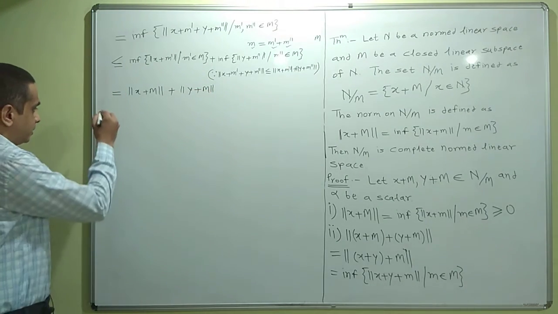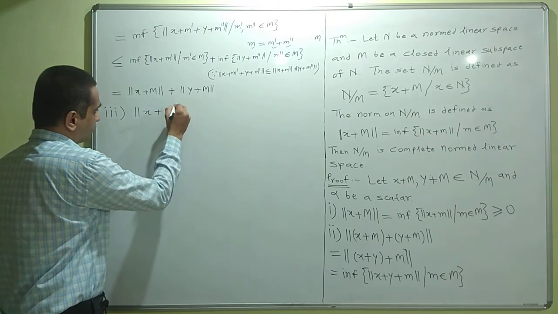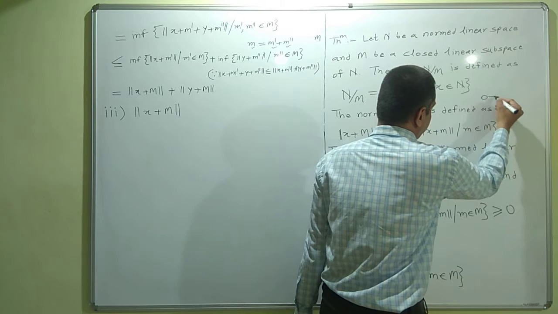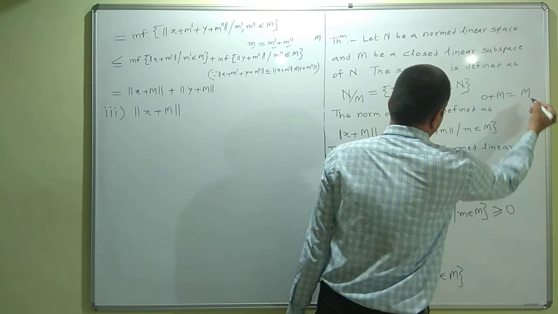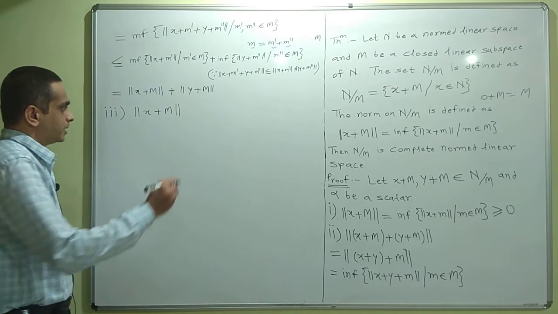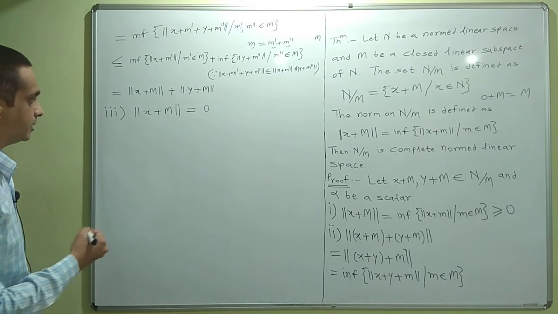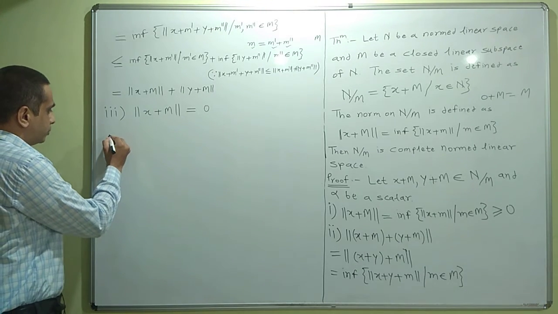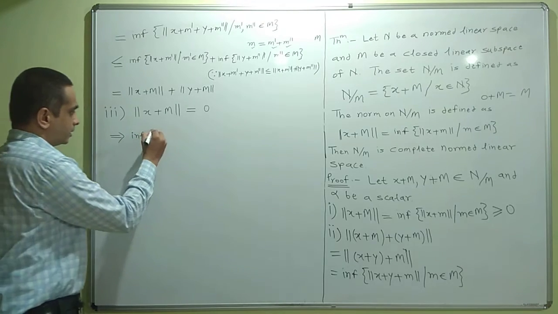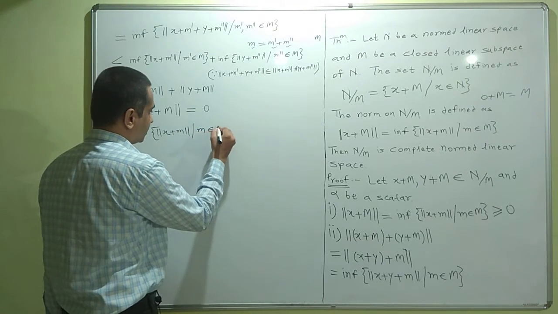The third property which we will prove is that norm of x plus m is equal to 0. What is the 0 element of N by M? It is 0 plus m, which is equal to M itself. So the 0 element of the quotient space N by M is 0 plus M, which equals M. So we want to prove that norm of x plus m is equal to 0 if and only if x plus M is equal to M, that is 0 plus M. So norm of x plus M is equal to 0. This implies that the infimum of the set of norm x plus m, where m belongs to M, is equal to 0.